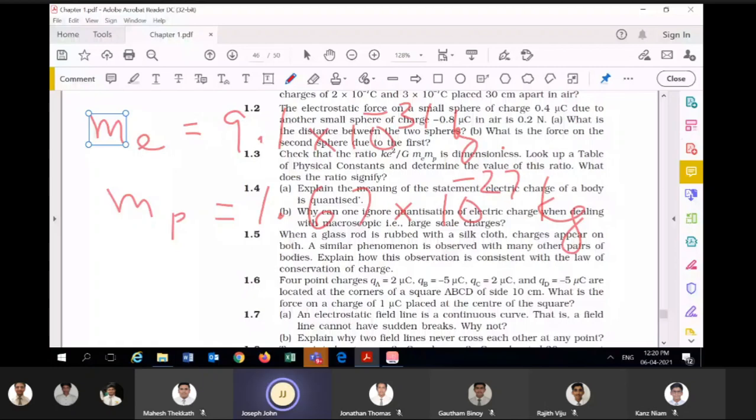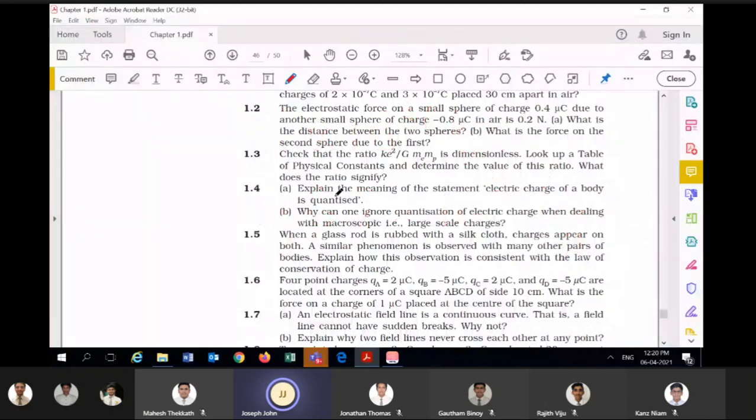Finish up here. You have to prove it is a dimensionless ratio. You have to prove that it is a dimensionless ratio, okay? And on the units of the given ratio is K E squared by G M E M P.